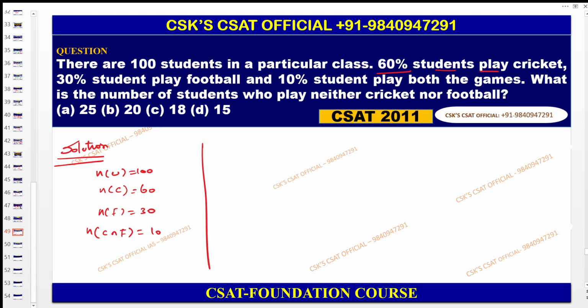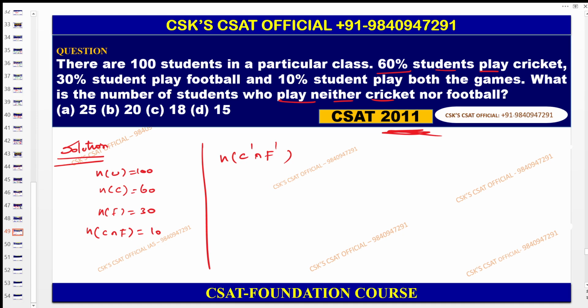Then what is the number of students who play neither? So these are all simple set language based questions, Venn diagram based questions. But in those days, see here, 2011, they were asking 10th standard level, 9th standard level questions. So here they're asking you to find C dash intersection F dash, since neither means they're not playing cricket as well as football, right? So this only you need to find out.